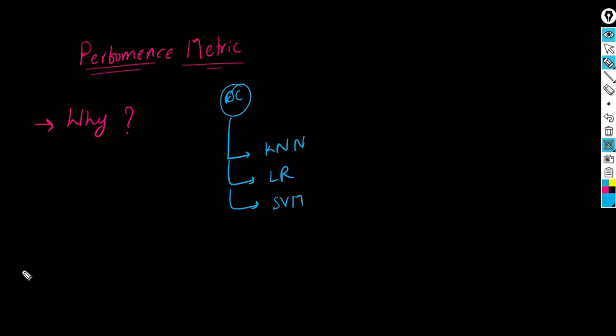By using these performance metrics we are going to pick one model. We'll check the performance of the different models on a single data set and finally pick the model that best fits our data. Let's start with accuracy. This is a simple one for the binary classification, for the classification task.